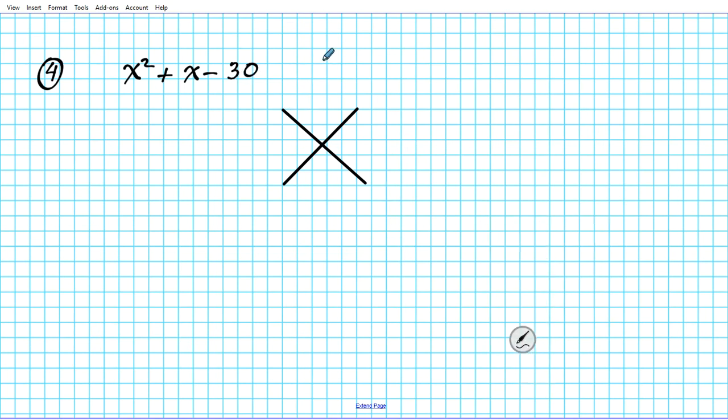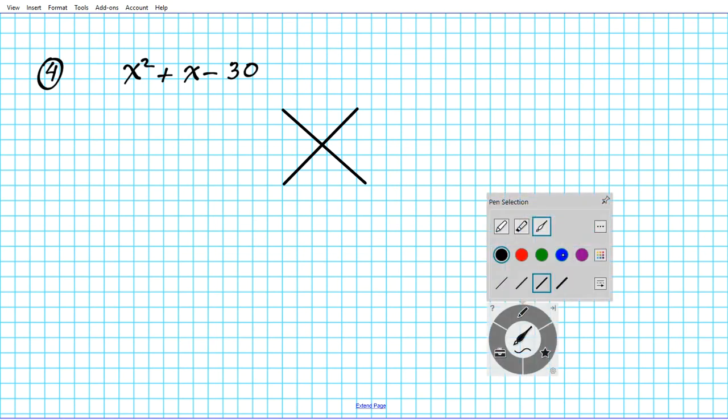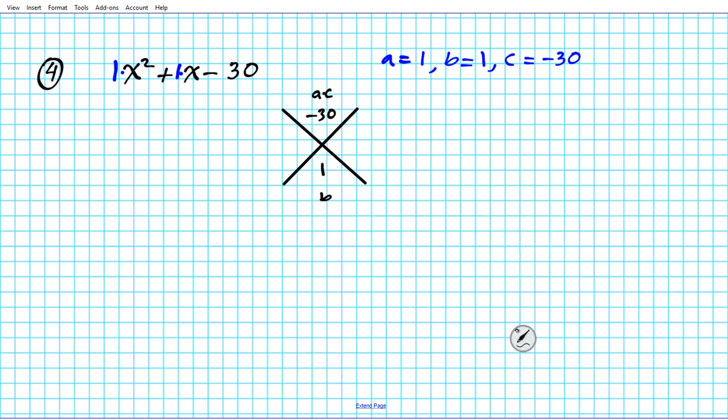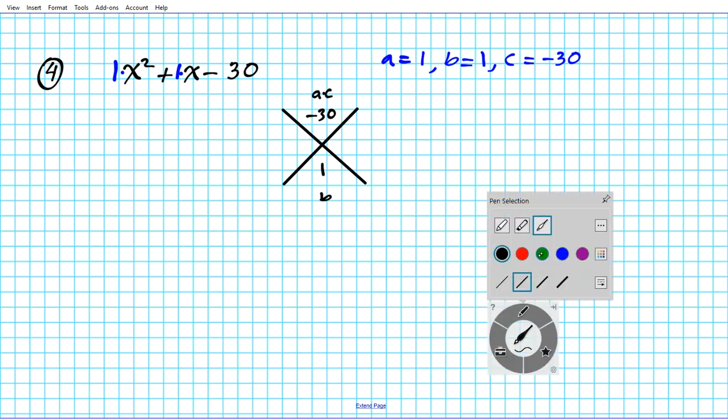So in this setup, we have a, b, and c. a is the coefficient of x squared, this is b, and that's c. So a is 1, b is 1, and c is negative 30. We're going to play the X game. We're going to put a times c on the top and b goes on the bottom. A times c is negative 30 and b is 1. Now the question is, what two numbers do we multiply to get AC, negative 30, and add to get 1?